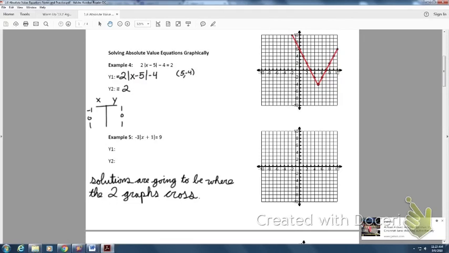That right there. Questions on how I graph that? All it is is vertex, slope one way, and then slope the other way. Yes, ma'am?